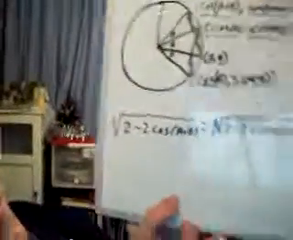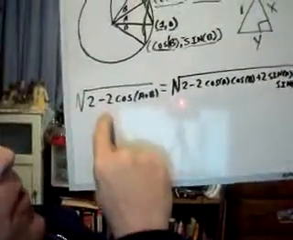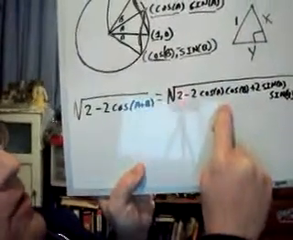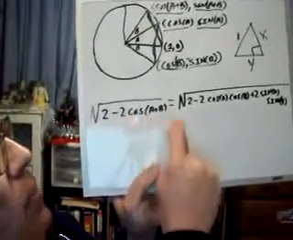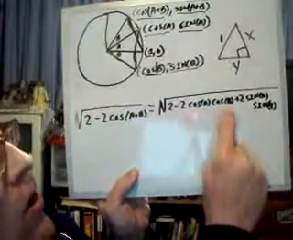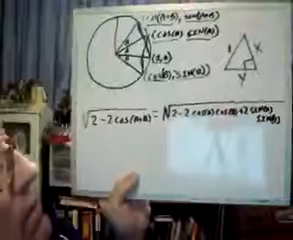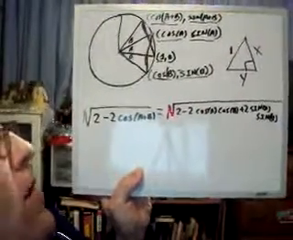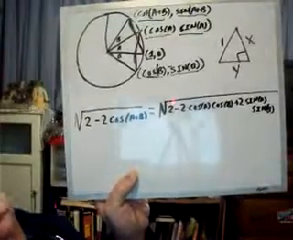Now, we have eliminated a whole bunch of terms out of both the top equation and the bottom equation. So now we have 2 minus 2 cosine A plus B equaling 2 minus 2 cosine A cosine B plus 2 sine A sine B. Now you're sitting there going, man, do we really need those radicals anymore? Nope.